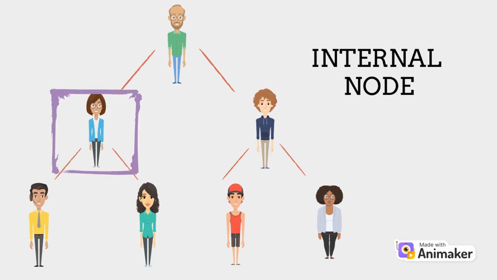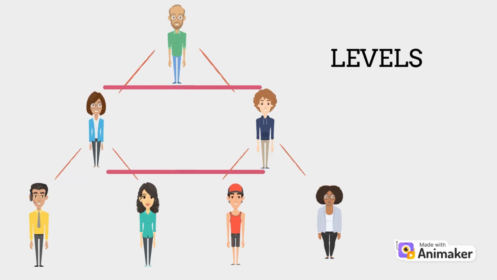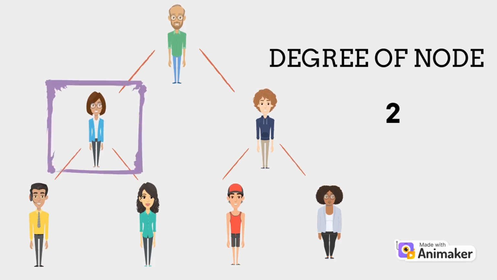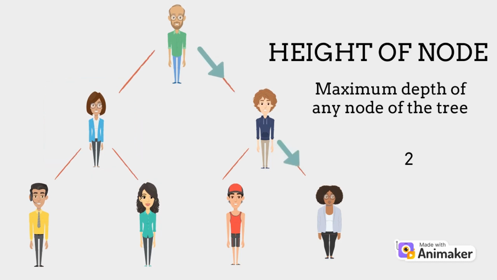and a node that has at least one child is called an internal node. The level of a node means the distance from the root, starting at level 0. The degree of a node is the number of direct children it has. The height of a node is the longest path from the node to a leaf.